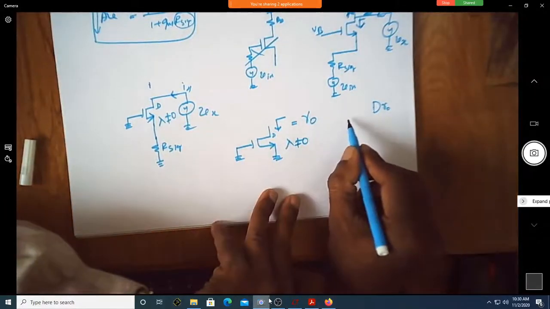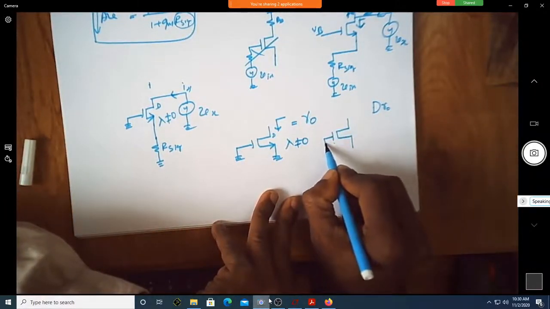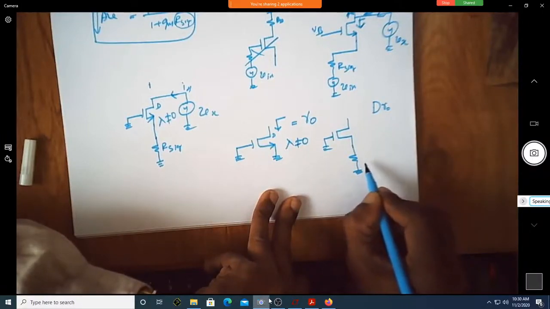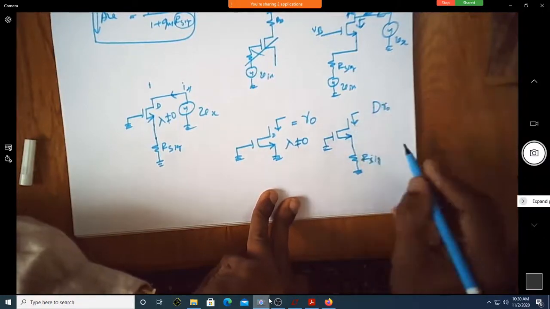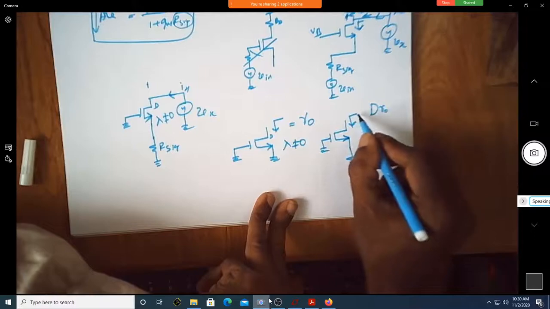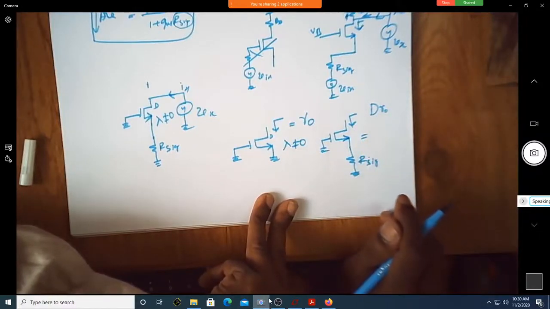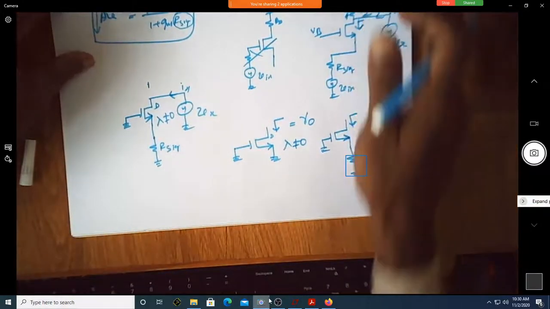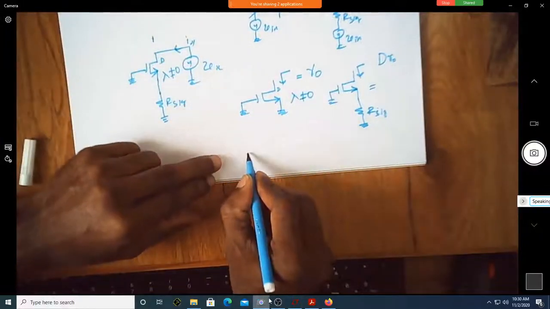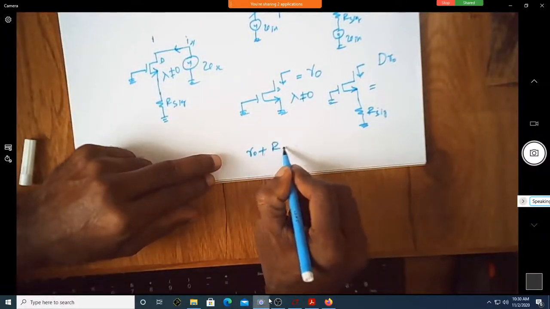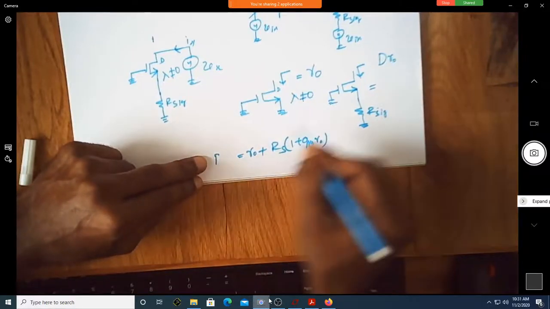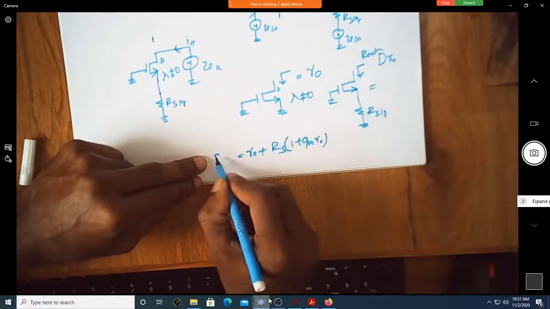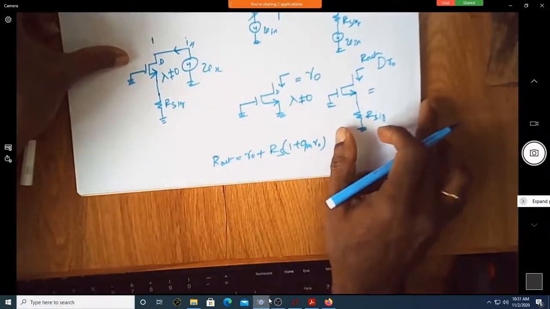Yes. So now, suppose you have this. Again you see from here. What is the value now? What is the resistance looking down here? There is an R signal. Remember? These are all very important things. It is R naught plus Rs into 1 plus Gm into R naught. Suppose I write this as R out.